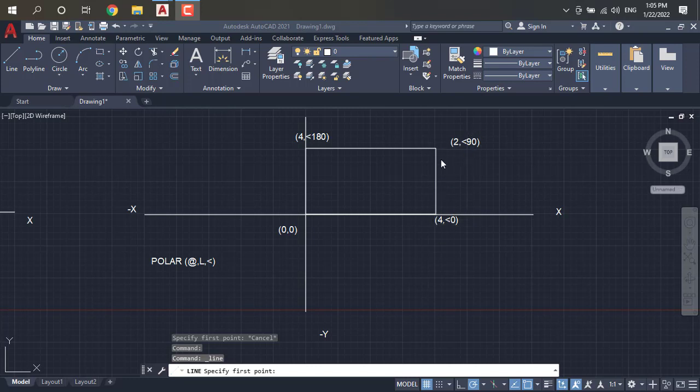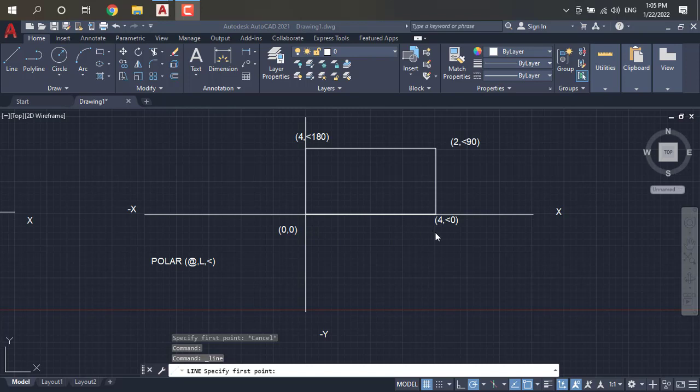From 0 degrees, the y-axis is 0. If the x-axis is 0, the y-axis is 90 degrees, that means perpendicular to the x-axis. After that we have to move from this point to here, within the x-axis 4. Here also we have to move 4 units, that's why we have to mention 4 length. Here L means length, less than angle, we have to mention.